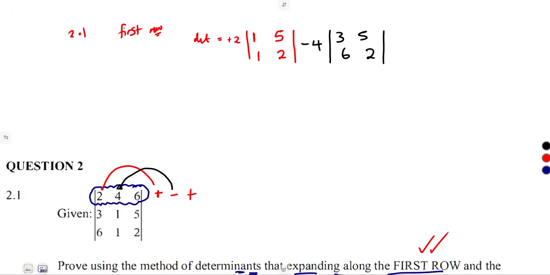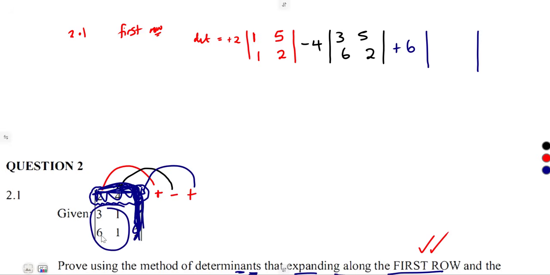Then we move on to the last part, which is the plus here affecting 6. So that's plus 6. Then its determinant when we close the row and column where that 6 is, the one that we are talking about here. What is going to remain? It is this part. That is the 2 by 2 we need, which is 3, 1, 6, 1, like that. So this is what we're going to need. Find the determinant from there.